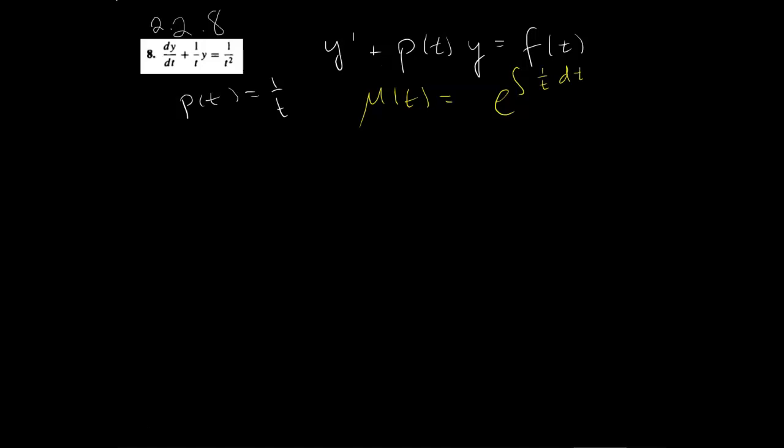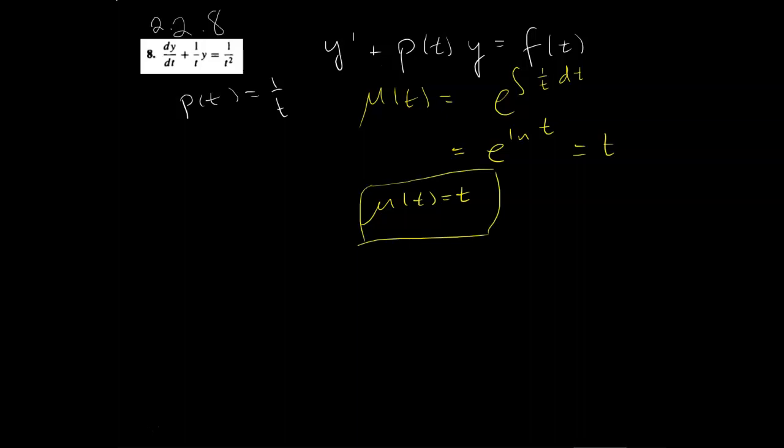Recall, we don't care too much about the most general solution for mu. We just need any antiderivative, so we're not going to worry about an arbitrary constant. That gives e to the natural log of t, which simplifies down to t. So mu of t, to summarize, is just equal to t. Why is that helpful?